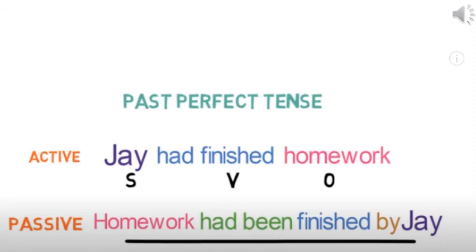Pay attention, this is a perfect tense, that is past perfect tense or be it present perfect tense. Here we will add been to it. So here had finished will be added with the to be form and become had been finished, and then lastly we add the preposition by. So the complete sentence would be, homework had been finished by Jay.